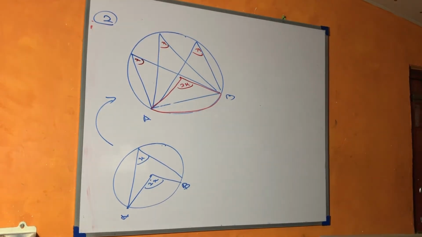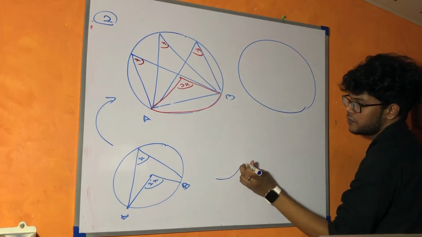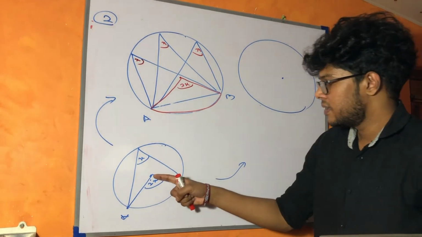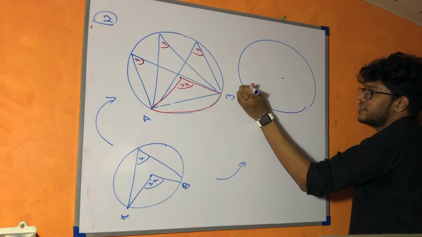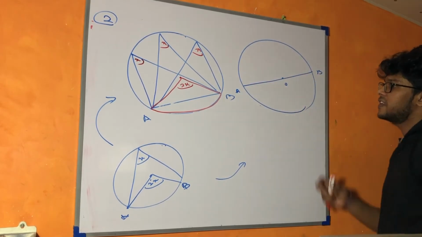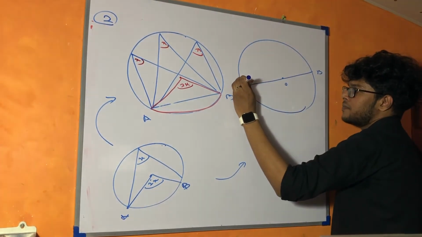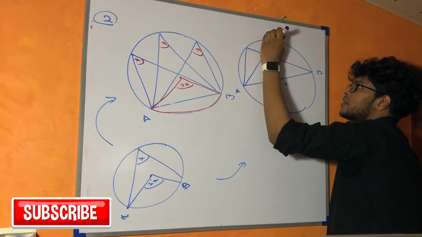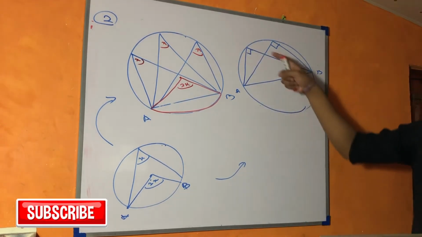Then next we have, again we are using the same theorem to prove this theorem. So if this chord is passing through the center, so if this is the diameter AOB, what will happen? This will be 90 degrees. Yes, this will be 90 degrees.